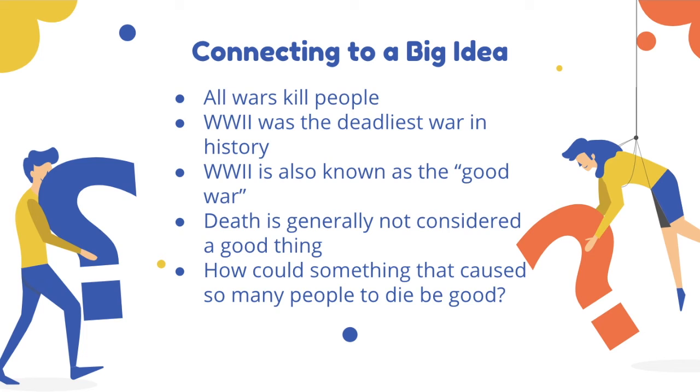We can start with the truism, all wars kill people. Then we can relate that truism back to World War II, that it was the deadliest war in history. Sometimes, introducing opposite ideas can help your thinking. For example, World War II is considered by many people to be a, quote, good war. Yet, death is something that is generally considered to not be a good thing. So how could something that caused so many people to die be good?